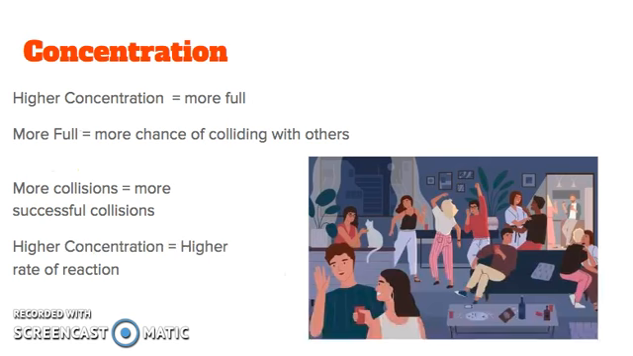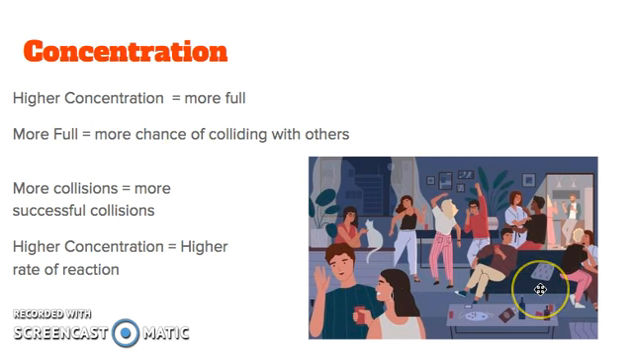The second way is concentration. So higher concentration means more full. So for example, if I have a flask with HCl and NaCl, and I increase the concentration of HCl, I am making the flask more full of HCl. A more full flask means more chance of colliding with others, which once again, more chance of colliding equals more successful collisions, and then a higher concentration therefore means a higher rate of reaction.